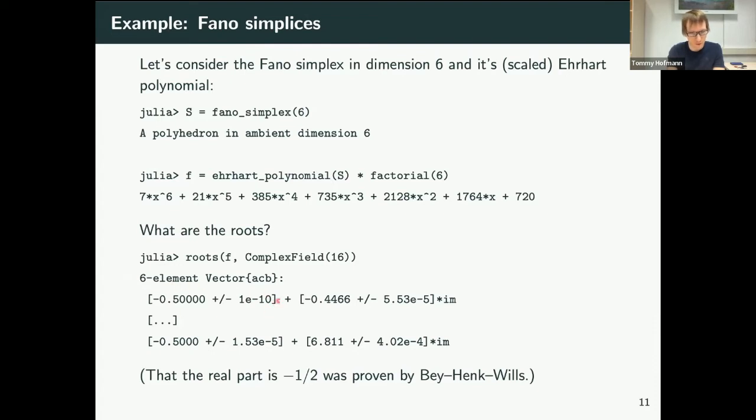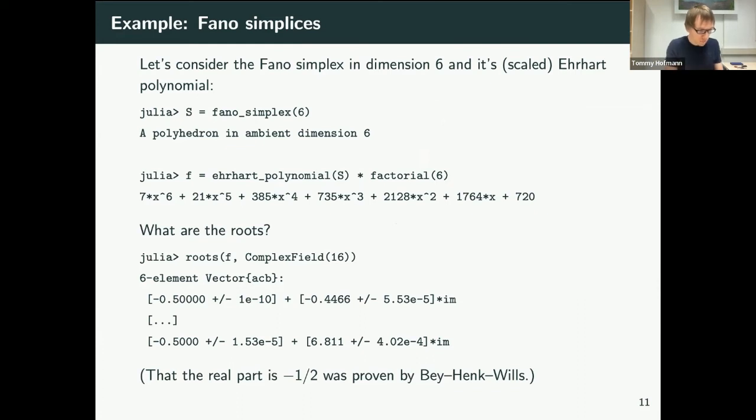This is the real part. This is the imaginary part. And if you look closely, this real part is -1/2 plus minus some epsilon. And in fact, this is just confirming things which are already known, namely for this Fano simplex, it's known that the real part of the root is always -1/2. This is a result by Hibi and Higashitani and Wills.